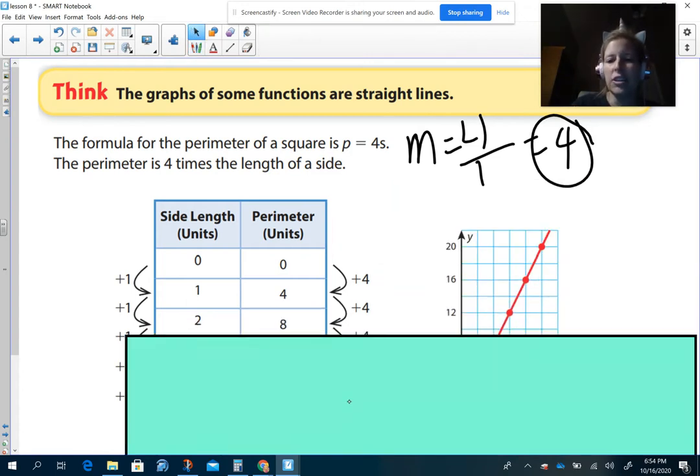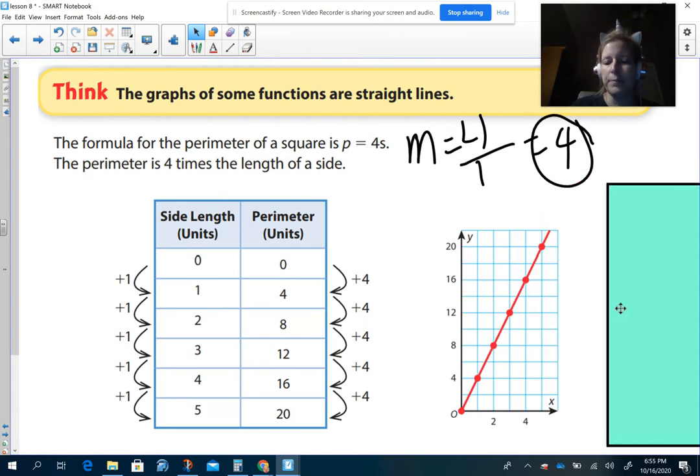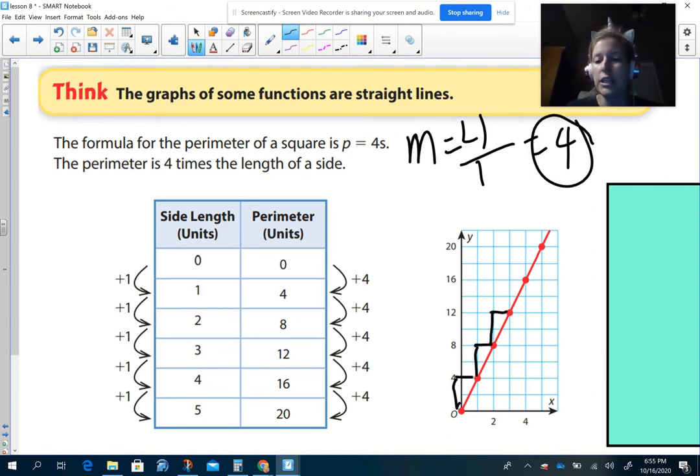All right, now let's look at my graph. What happens if I graph it? Look at my line. I can say line, right? It is a straight line. My rate of change is constantly moving at up 4 over 1. Vertical change is 4. Horizontal change is 1. Rate of change, y over x, is 4 over 1. It makes a straight line.